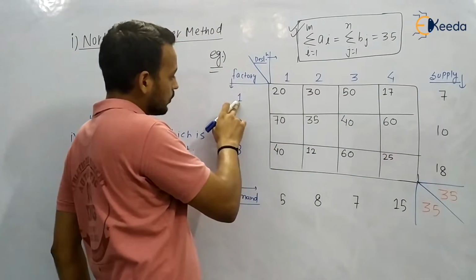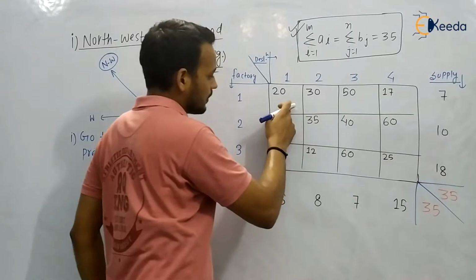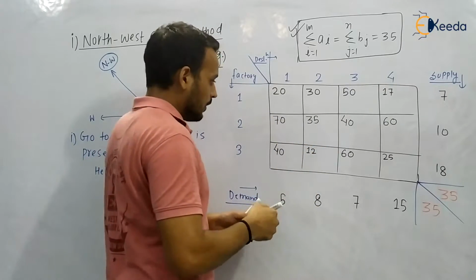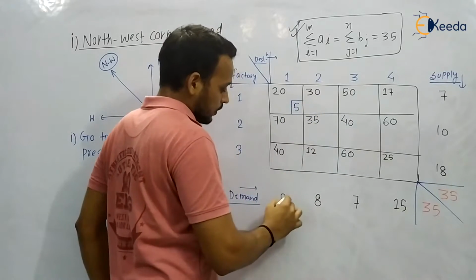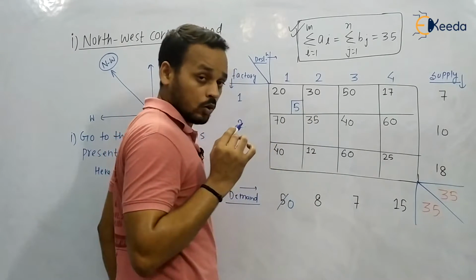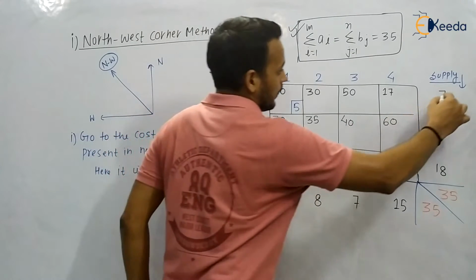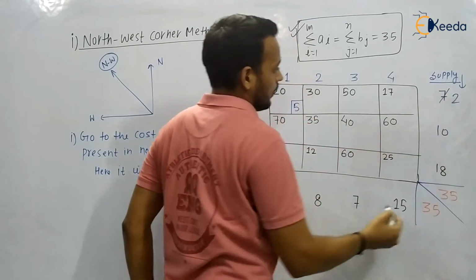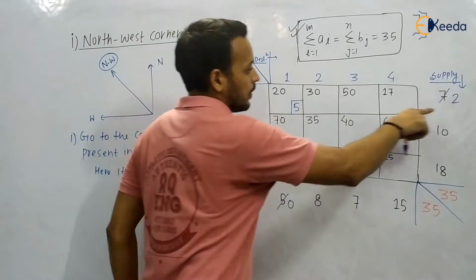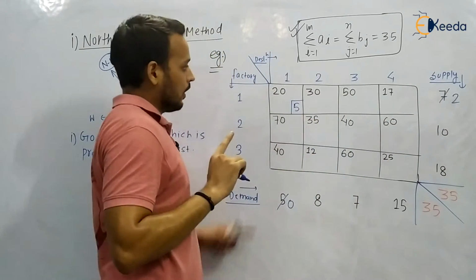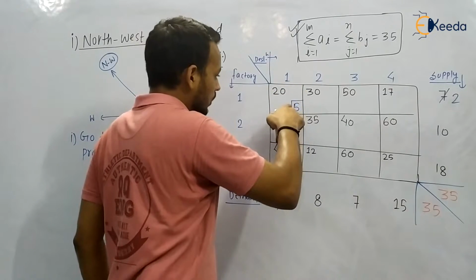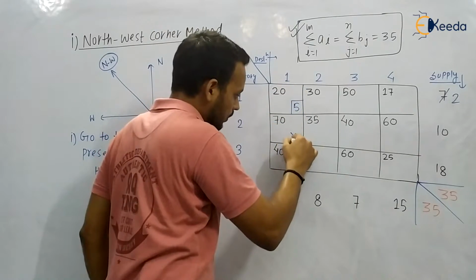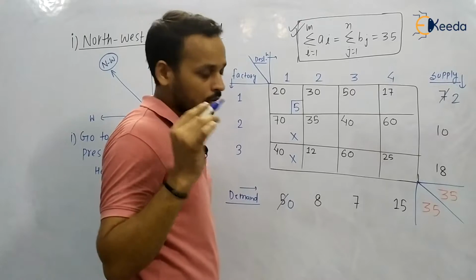The total number of units with factory 1 is 7, and this destination requires 5 units. So we can supply those 5 units. Now this will be 0, and 2 units will remain available for factory 1. For destination 1 the total demand is 0. It means destination 1's total demand is fulfilled, so the others will not get anything, because the total demand has been fulfilled.